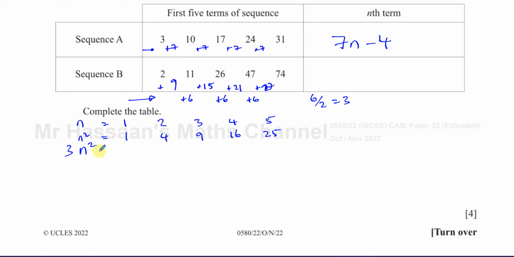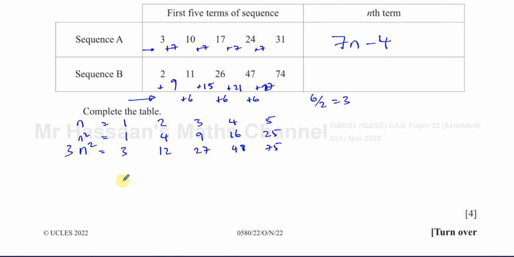And then I'm going to multiply each of these by 3. So that'll be 3. 3 times 4 is 12. 3 times 9 is 27. 3 times 16 is 48. And 3 times 25 is 75. And then I'm going to leave a gap.